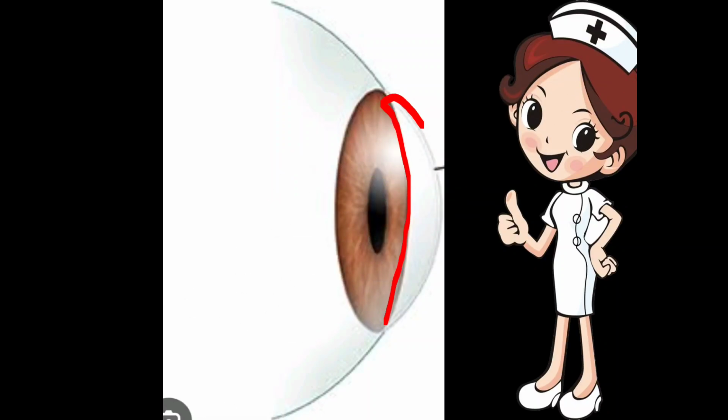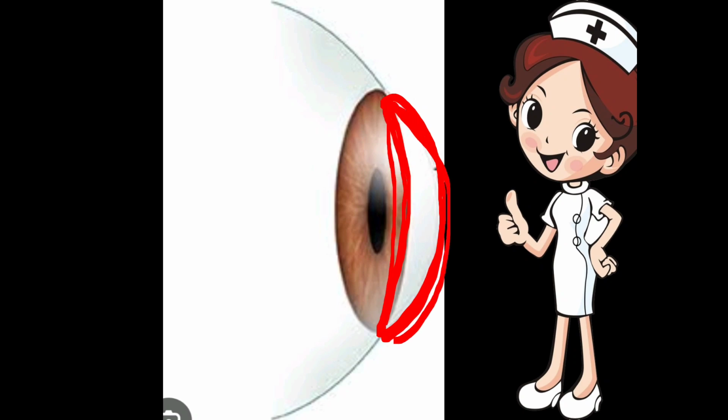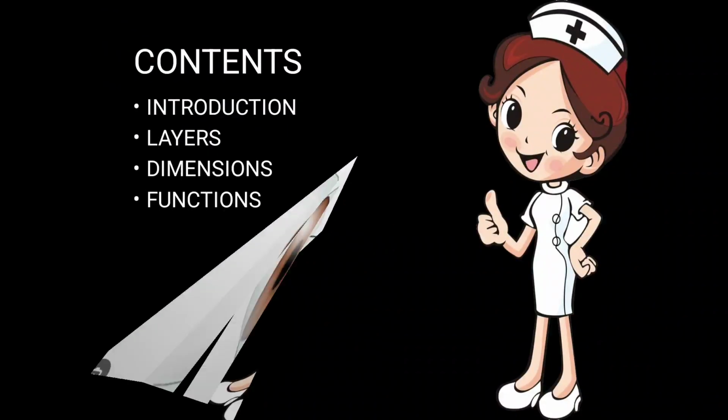So this one is the cornea. It is a transparent structure which appears here, and in the normal eye, if you are trying to see the cornea, it will not be visible to you directly. If any kind of opacity occurs, then we can observe it by using the torchlight. Otherwise, cornea is not visible directly.